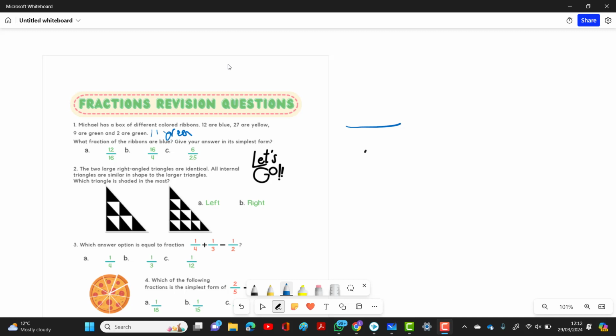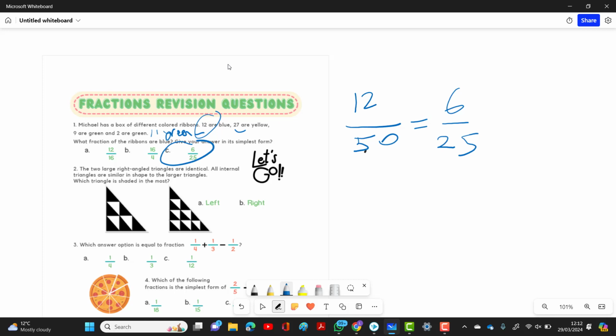So if we add 12, 27, 9, and 2, what do we get? 12 add 27 add 9 add 2. The total is 50, so put that at the bottom, 50. And how many are blue? 12 are blue, so you put 12 there. And then you simplify it. Which times table are they both in? They're both in the 2 times table, so you divide both to get 6 over 25, which gives you answer C.